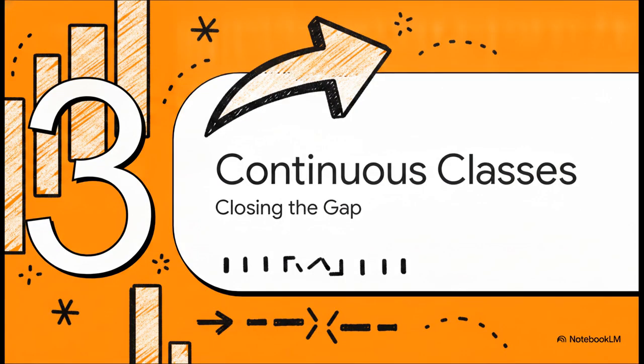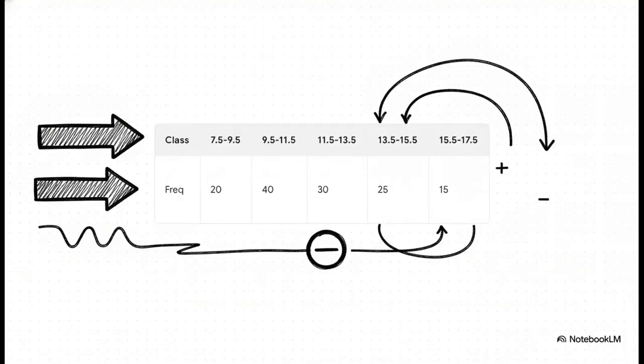That brings us to part 3, making classes continuous. To close that 1-unit gap between 9 and 10, we simply divide the gap by 2, giving us 0.5. By subtracting 0.5 from the lower limit and adding 0.5 to the upper limit, we create continuous extended classes. Notice how the new classes flow perfectly now. One goes from 7.5 to 9.5, and the very next one starts exactly at 9.5.